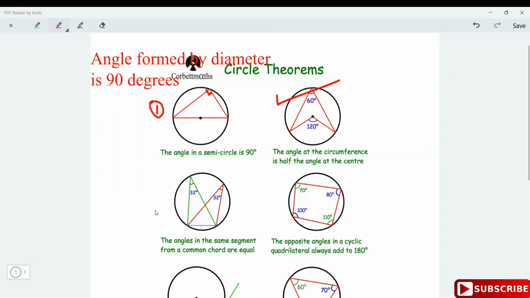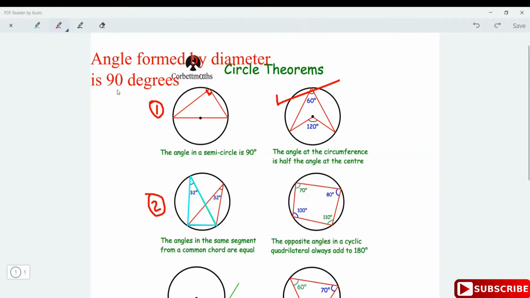This one now: angles in the same segment from a common chord are equal. You might ask, why are they equal? They're equal because they are similar triangles. You see this triangle right here, if I highlight it, they're subtended by the same chord, this chord down here. This triangle is similar to this triangle.